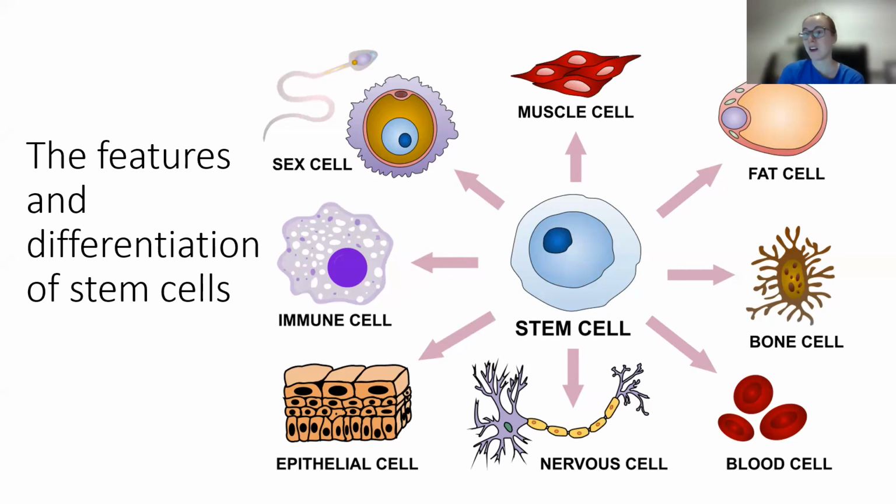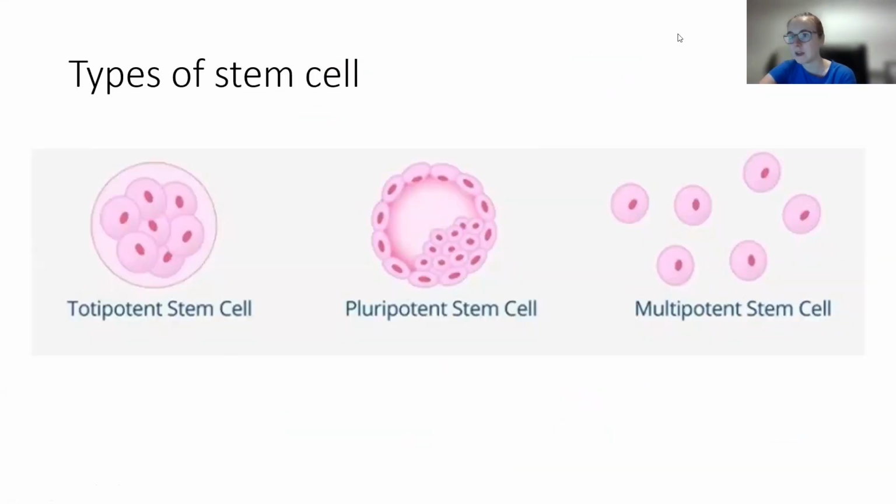So a muscle cell obviously works together to contract a muscle to move bone. A nervous cell relays action potentials, like a nervous impulse. A red blood cell is what carries our oxygen around our body, and so on and so forth. So that's why we need these stem cells to be able to differentiate. And we need to know about the specific types of stem cells that we've got.